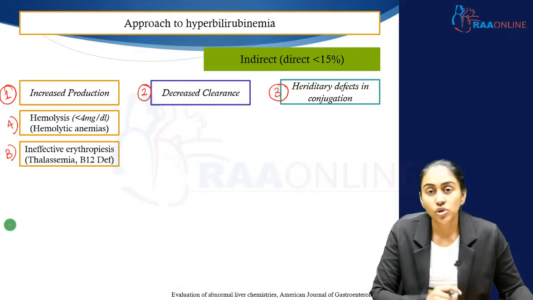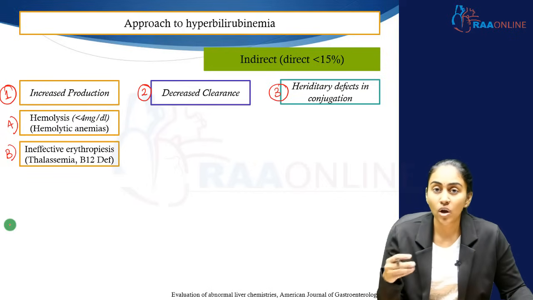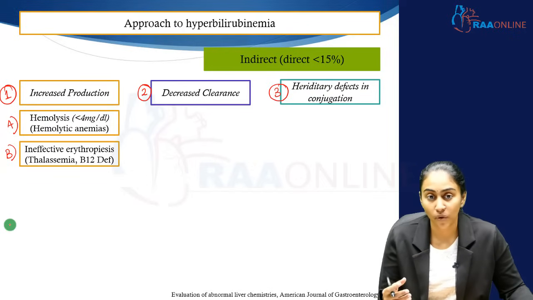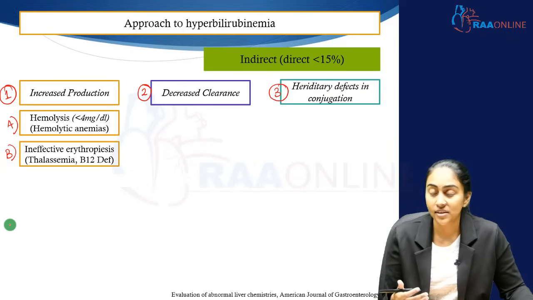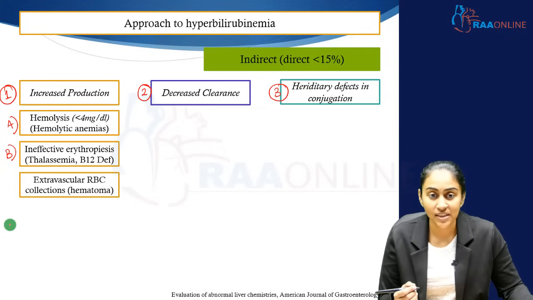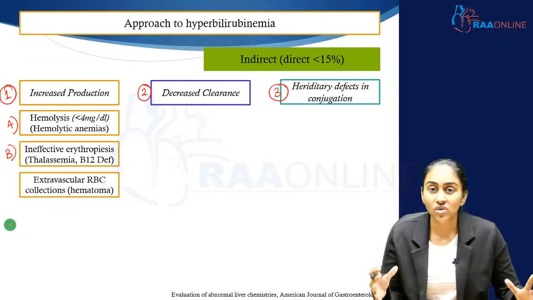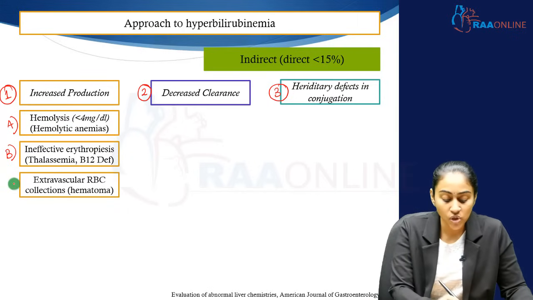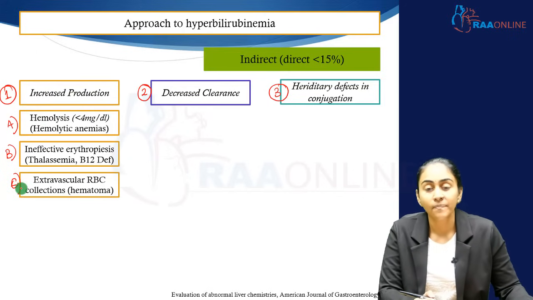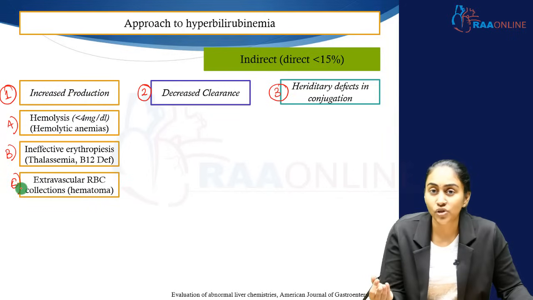Second is ineffective erythropoiesis. Generally, during the maturation of the RBC, small amounts of hemoglobin are actually extruded. This process may be amplified in patients with ineffective erythropoiesis, for instance in patients with thalassemia or in patients with megaloblastic anemia secondary to B12 deficiency. So, even in them, indirect hyperbilirubinemia may be commonly seen. And finally, patients with extravascular RBC collection, either from a large tissue infarction or from a large hematoma, can again have hemolytic jaundice or indirect hyperbilirubinemia.